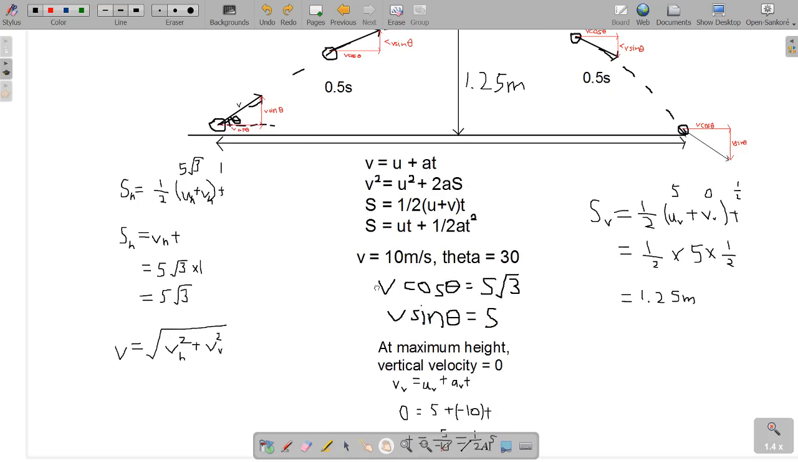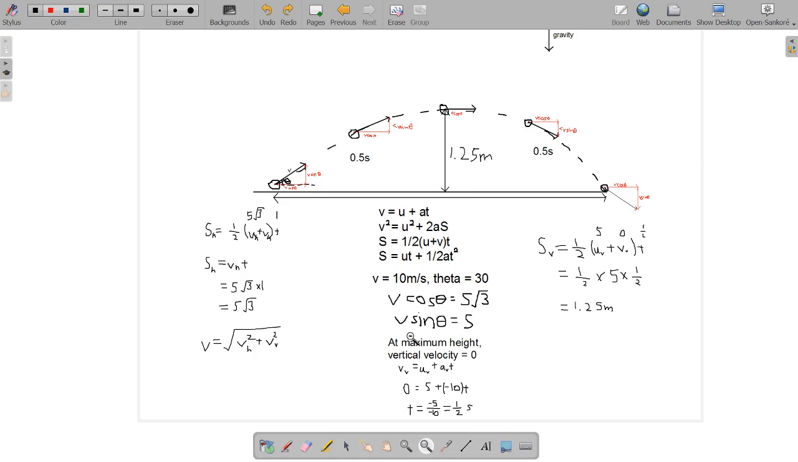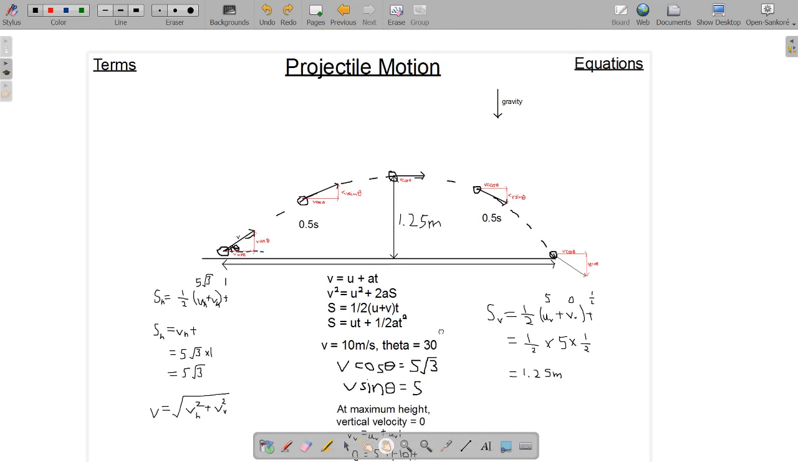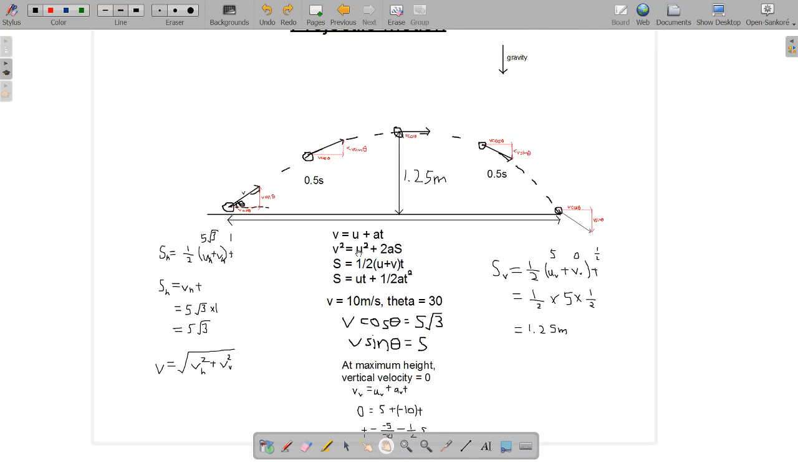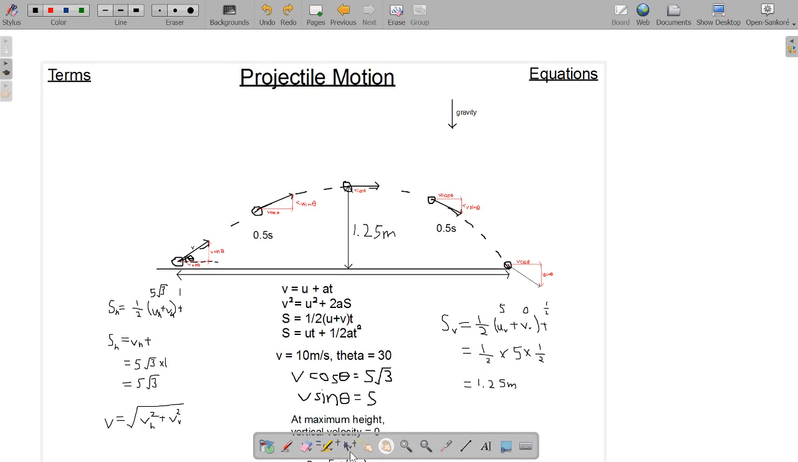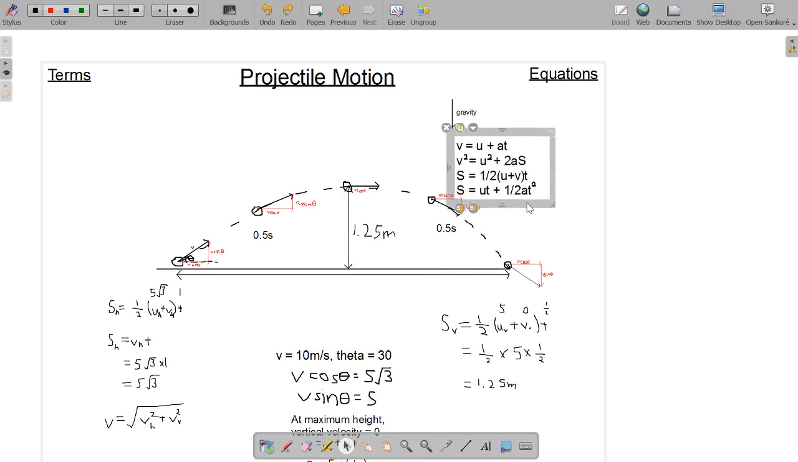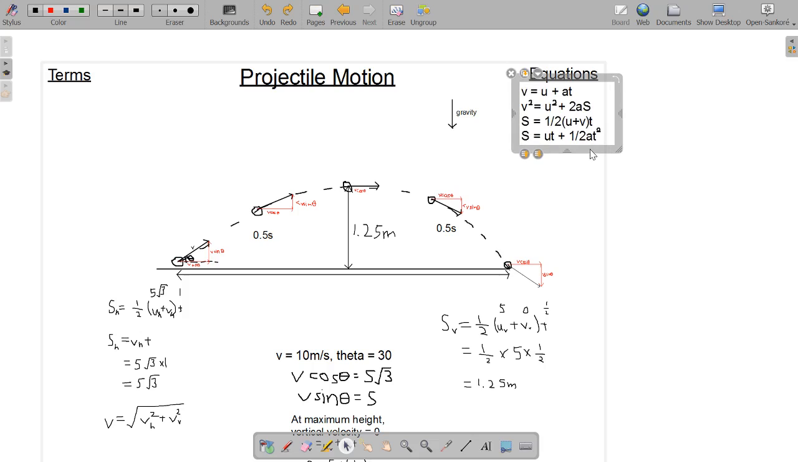So this is about all you need to know for projectile motion. The main thing about projectile motion is not really the equations. Equations are just kinematics equations which you have learned before. The main thing is the application in both the vertical and the horizontal direction.